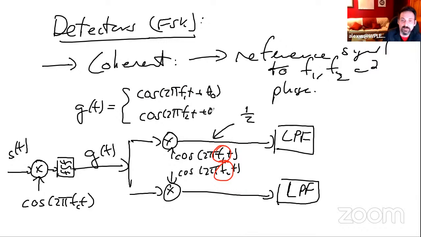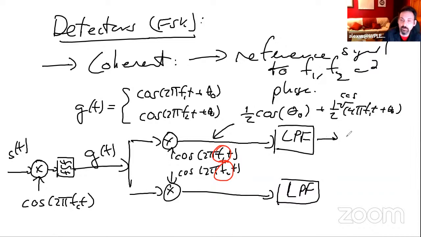So let's say we had a pesky phase term, but that's constant. So what we would have at the end of the day is this plus half, and we would have a double frequency term. We would have 4 pi f1 t, and there would be a cos there. And then the low pass filter would only produce this term here.